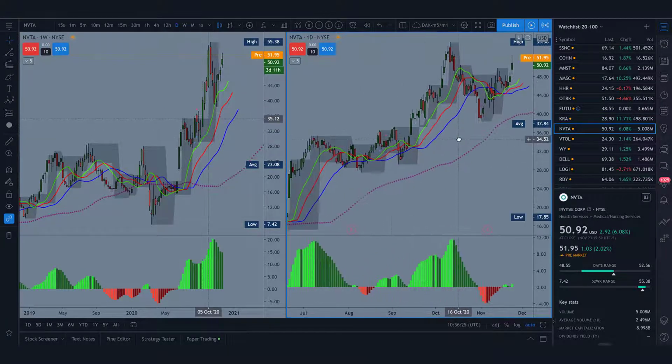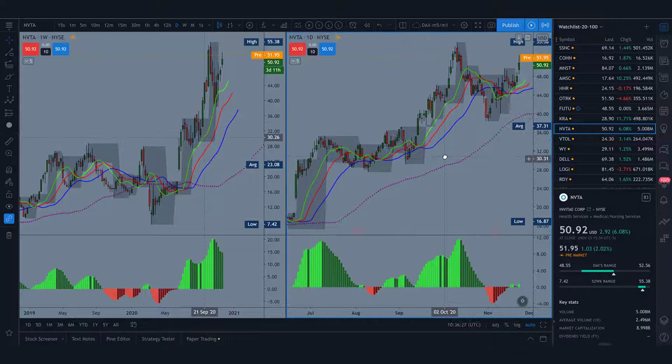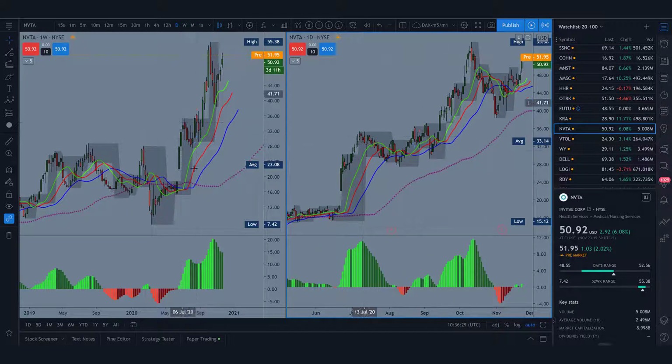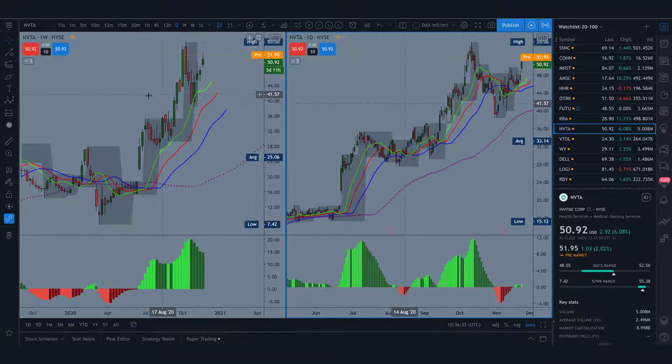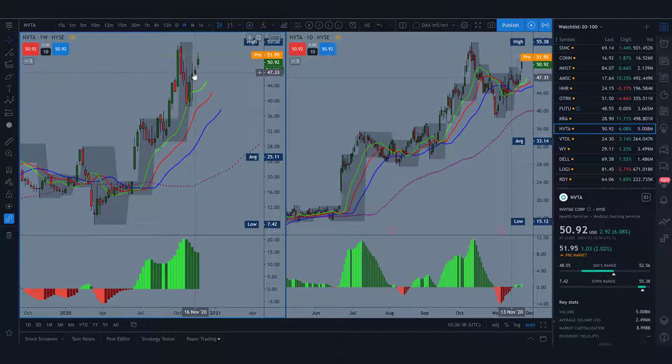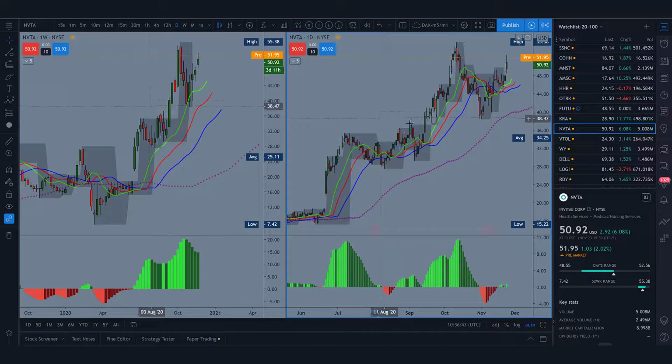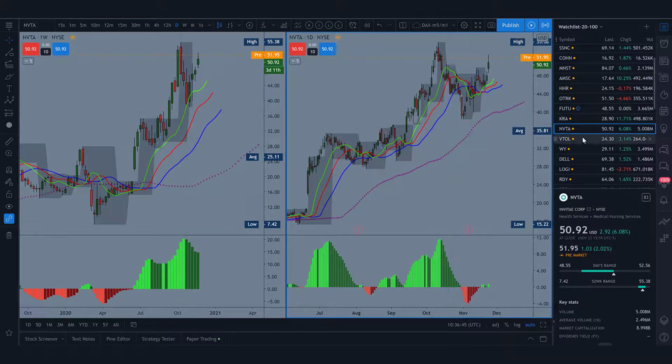Another setup one on this one, but it has completed one here, you can see. So this is the second pullback. I don't usually enjoy taking trades like this. I like it to be in the first pullback here, so I can trade the next 5. But yeah, that's another one.